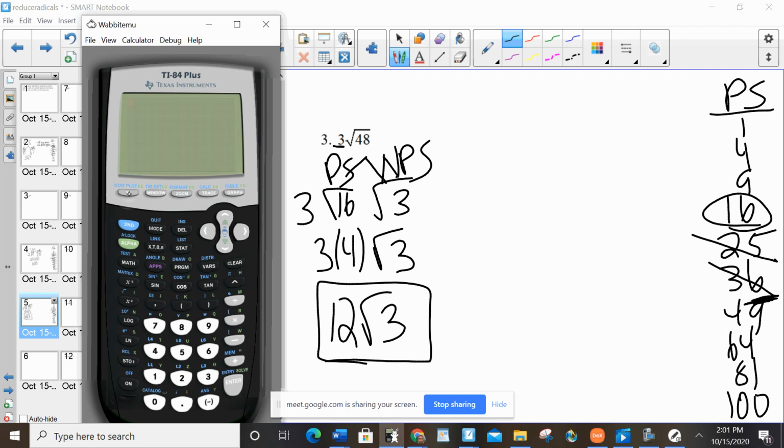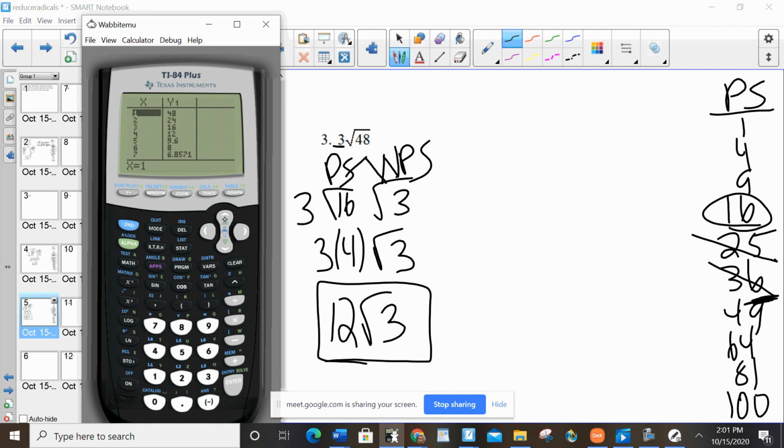Y equals, I got a lot of crazy stuff in there. Y equals 48 divided by x. And you go to your table. So these are all the numbers that multiply to 48. And basically, you're just looking for which number on the perfect square list you see in your Y1 column.